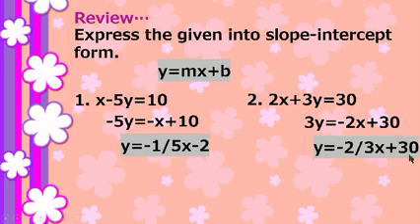30. Sorry, may error dito. 30 divided by 3 is 10. So, dapat ito ay 10. Yan, 10 ito ha. 30 divided by 3 is 10. So now, it is already in its slope-intercept form. Okay.